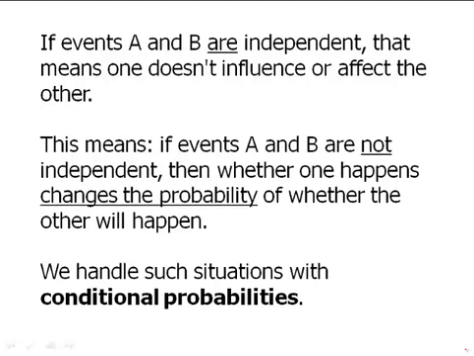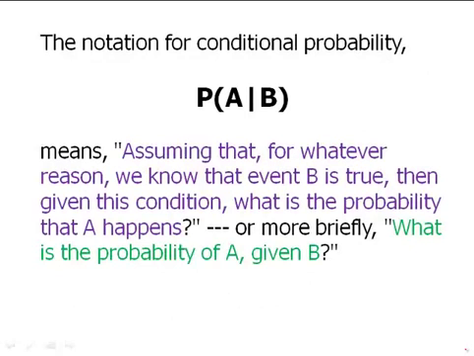We handle such situations with something called conditional probabilities. So here's the notation. We use this symbol: P, A, and then a vertical line, and then B. Well, what does this mean? This means assuming that, for whatever reason, we know that event B is true, then given this condition, what is the probability that A happens? Or more briefly, and this is the way that people usually would say it, what is the probability of A given B? So B is the condition we impose, and A is the thing we want to find out the probability of, given that we know that B has already happened.